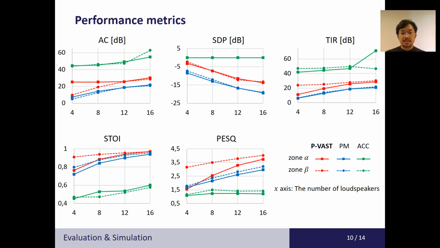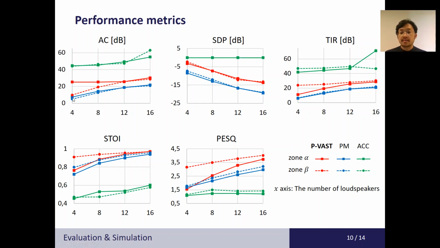The performance can be seen from these figures. These green curves show the performance from ACC, and blue curves are from PM, and these red curves from our proposed method, P-BEST. Here solid curves are for zone alpha, and the dashed curves are for zone beta, but they have the same tendency. So ACC will give us the maximum acoustic contrast, but at the same time, it also gives us maximum signal distortion. And the target to interferer ratio follows the same tendency.